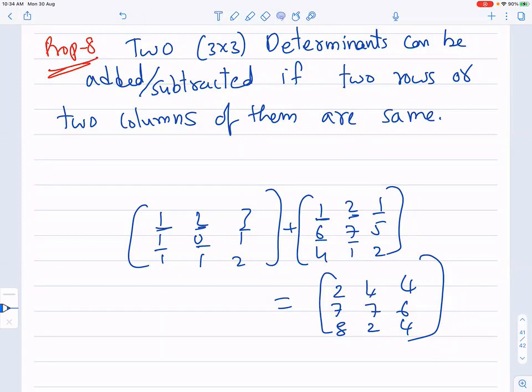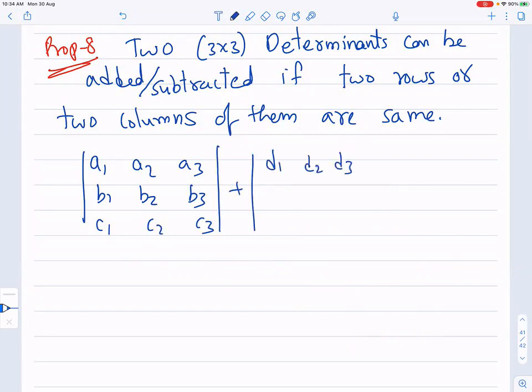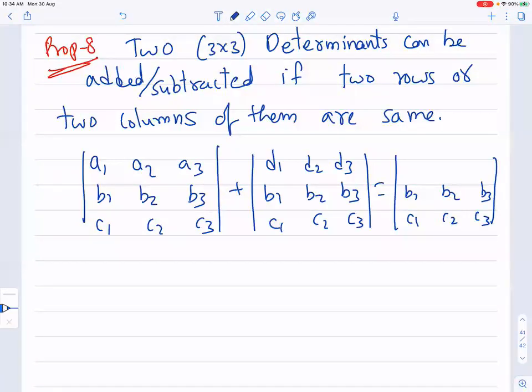Is it clear? Now, how do I form a determinant? Let me show you one. A1, A2, A3. B1, B2, B3. And C1, C2, C3 is there. We are adding it to D1, D2, D3. B1, B2, B3. C1, C2, C3. What will come? See, second row and third row will be same. In the first row, what will come? We will get A1 plus D1, A2 plus D2, and A3 plus D3. Do you understand this? We have to maintain two rows or two columns same. Then respective elements of the third row or third column, whichever is left out, they will be added. Else, the addition is not possible. You cannot combine two determinants. Is it clear, students?